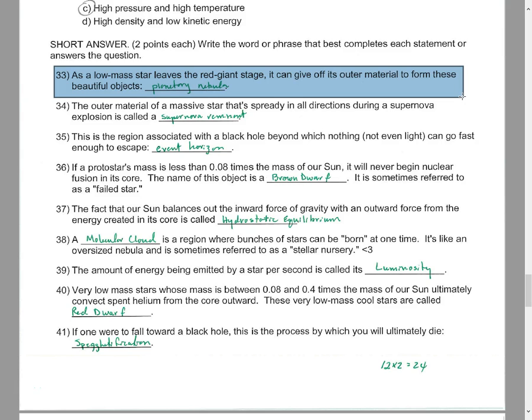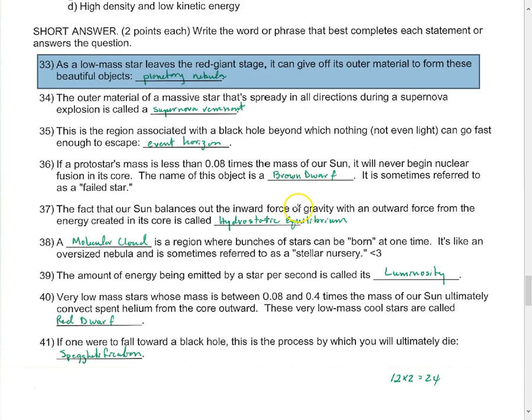Question 35, this is the region around a black hole beyond which nothing, not even light, can go fast enough to escape. That would be the event horizon. Question 36, if a protostar's mass is less than 0.08 solar masses, then that object will ultimately become a brown dwarf.